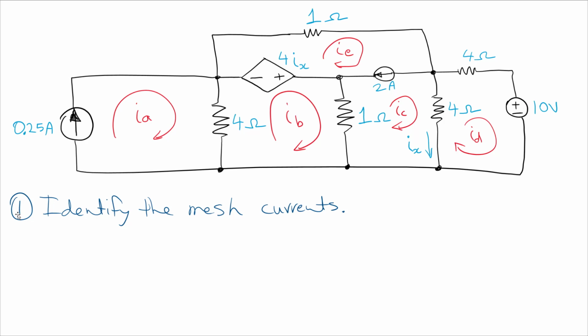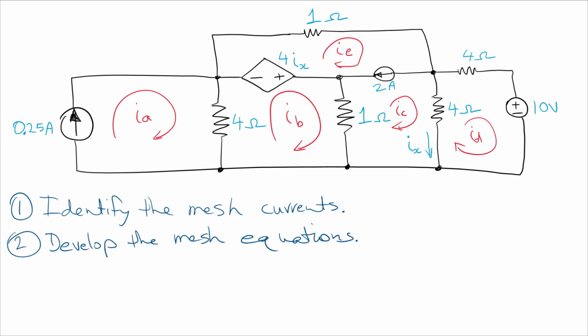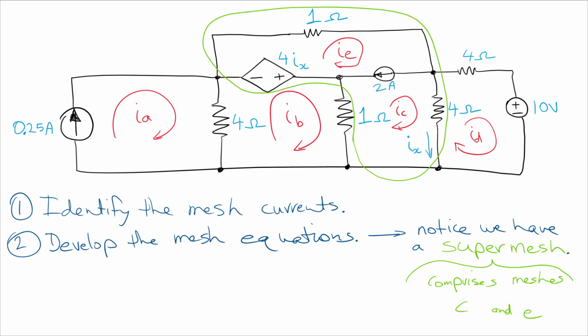Okay, so then what's our next step? We develop the mesh equations associated with each mesh. And then we notice, of course, we have a supermesh that is shared between IE and IC. Now, the green shape denotes the supermesh. How do we draw this shape? It doesn't have to be quite like that. Maybe we could have drawn it on the inside. Maybe we could have done it this way.